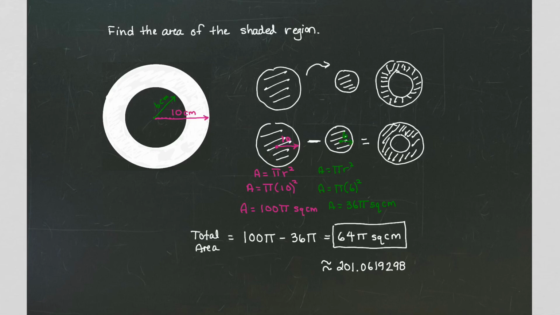And if I want to round it to the nearest hundredth, this is approximately 201.06 square centimeters. If I was told to round to the nearest tenth, it would be 201.1. If I was told to round to the nearest thousandth, it would be 201.062. Anyways, that's the area for this shaded region, broken down into smaller circles and smaller parts. If you have any questions, just let me know.